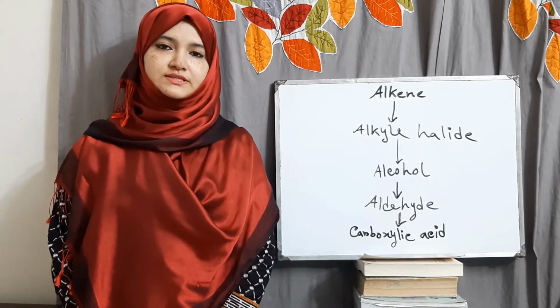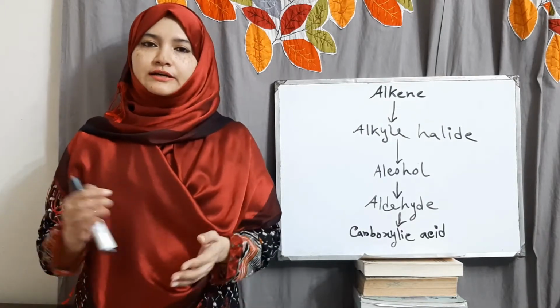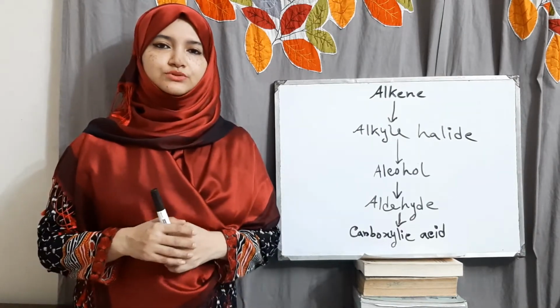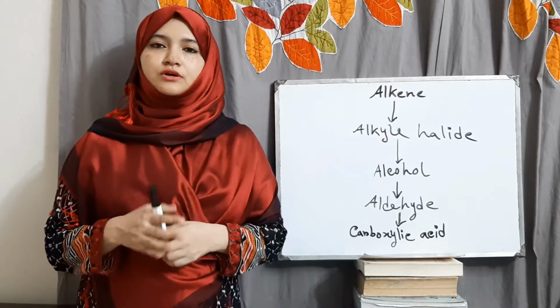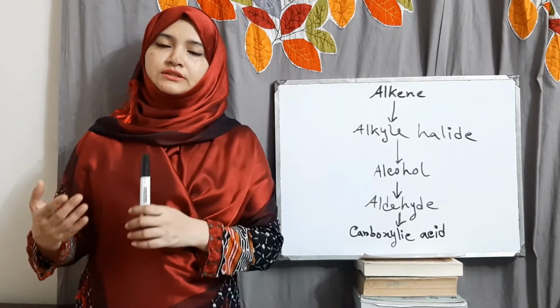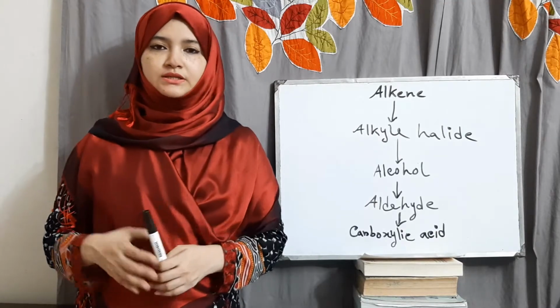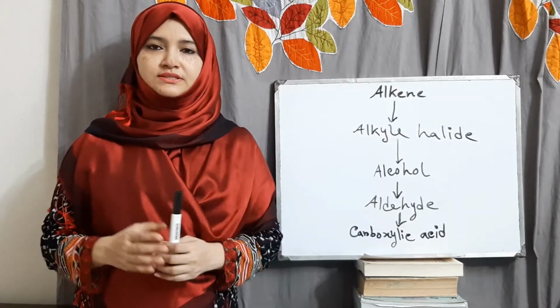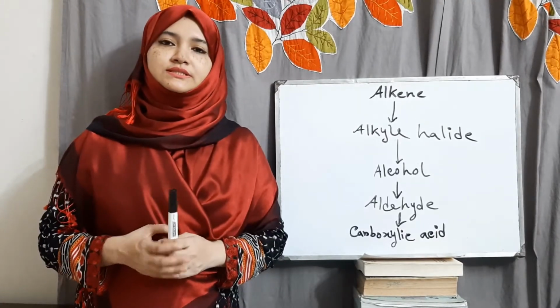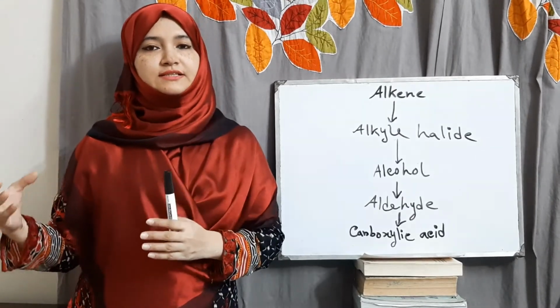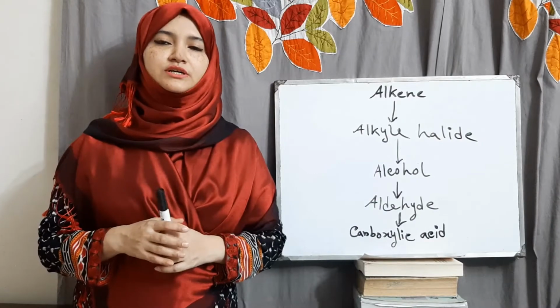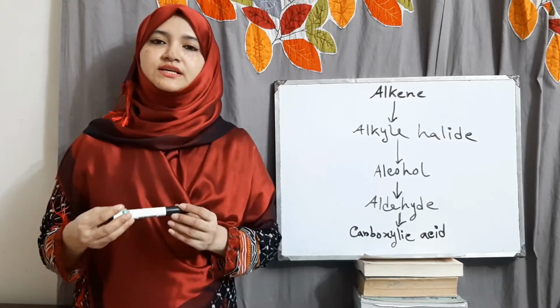In our previous class, we have learned about a very important conversion from alkane to their corresponding carboxylic acid. In today's class, we will discuss how alkenes and alkynes can be converted into their corresponding carboxylic acid.